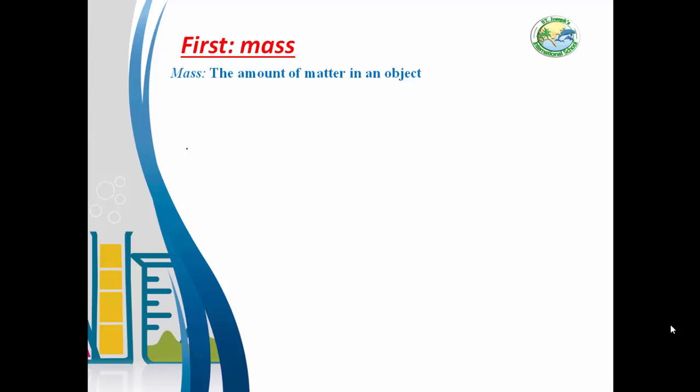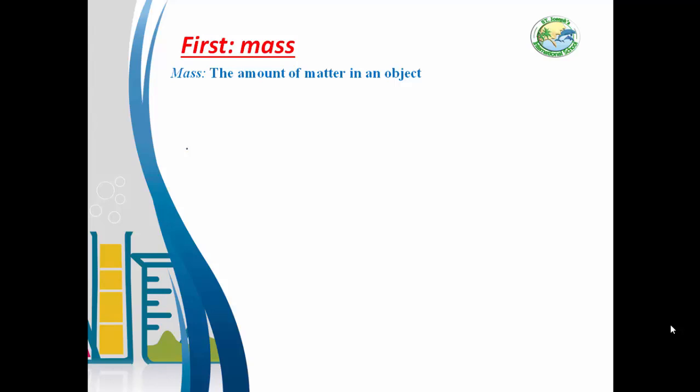The second property, all matter has mass whatever its physical state. If this matter is in solid state, it has mass. If this matter is in liquid state, it has mass. And also if it is in gaseous state, it has mass. So all matter has mass whatever its physical state.